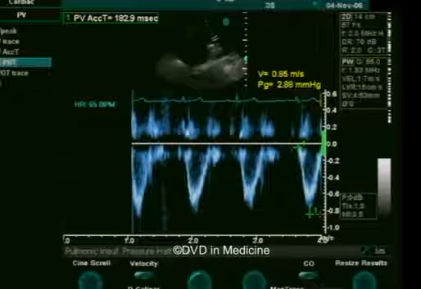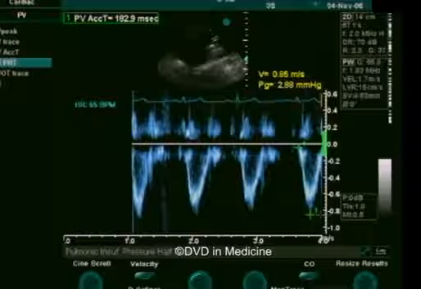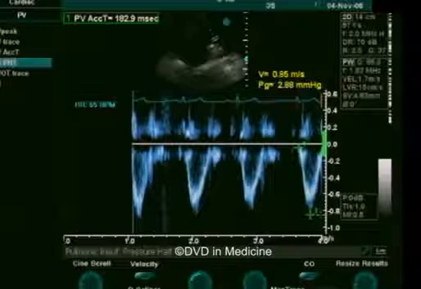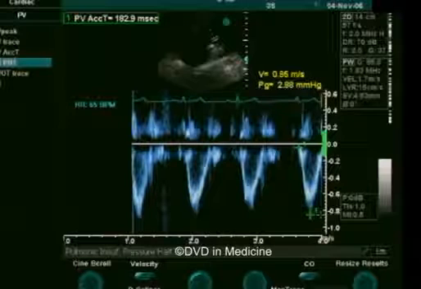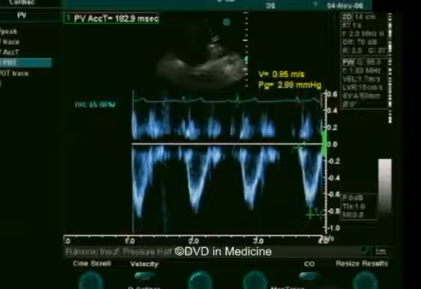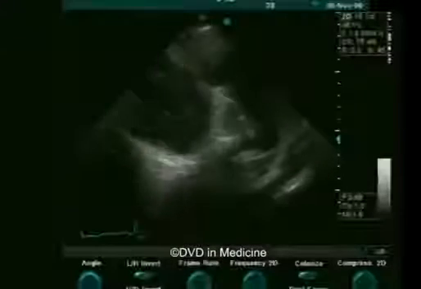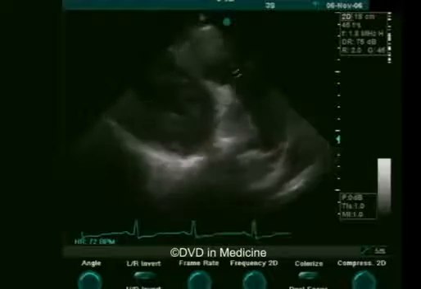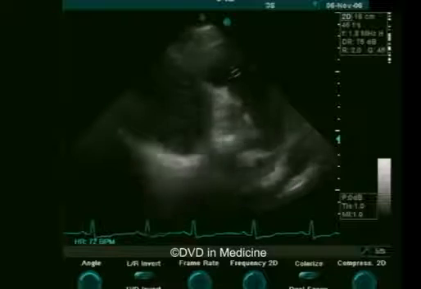When pulmonary artery pressure goes up, the acceleration time becomes shorter. As a norm, it should exceed 100 milliseconds. If this parameter becomes less than 75 milliseconds, one can diagnose it as severe pulmonary hypertension. This is an example of a patient with pulmonary hypertension.